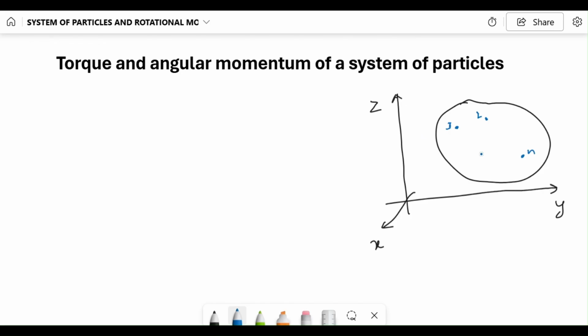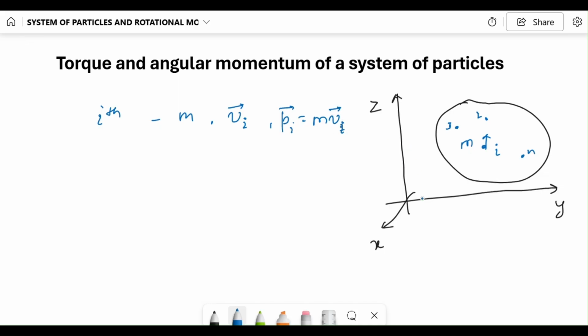Now, if we randomly pick one particle, let's say this is the ith particle in the system, and it has mass m and velocity vi. So I'm writing here for the ith particle. Consider all the particles are of the same mass, meaning each particle has mass m. So for the ith particle, mass is m and its velocity is vi. Then its linear momentum, pi, will be mass times velocity.